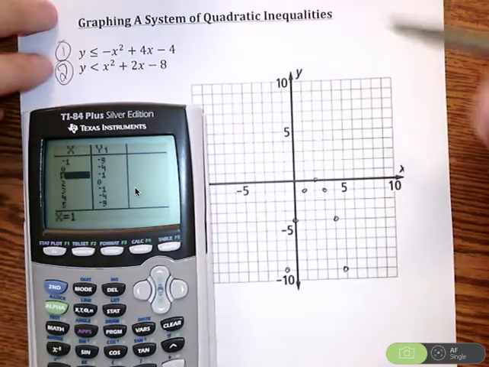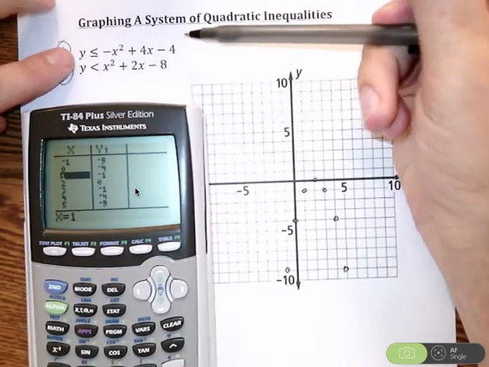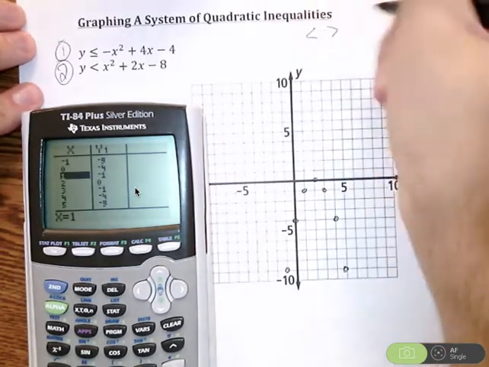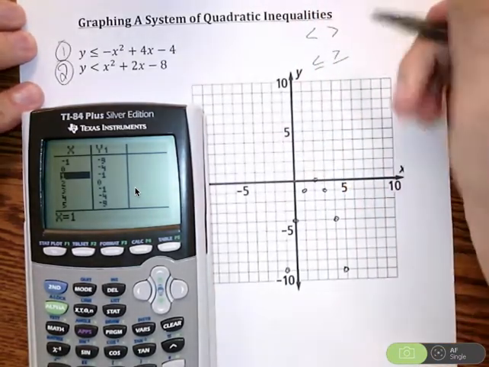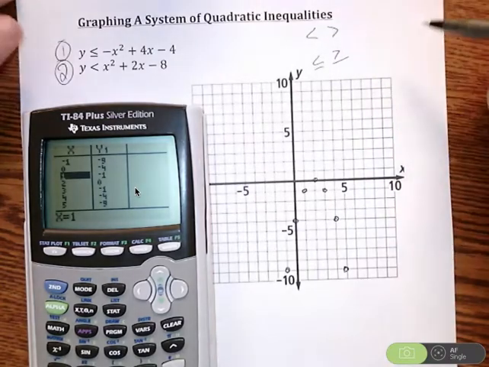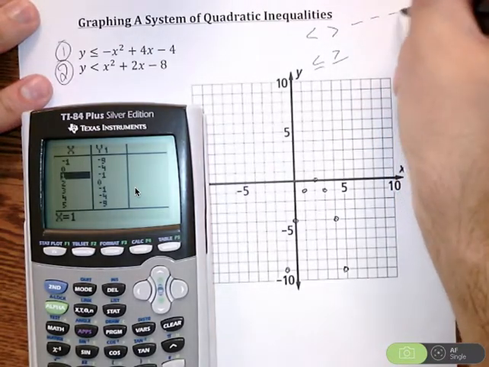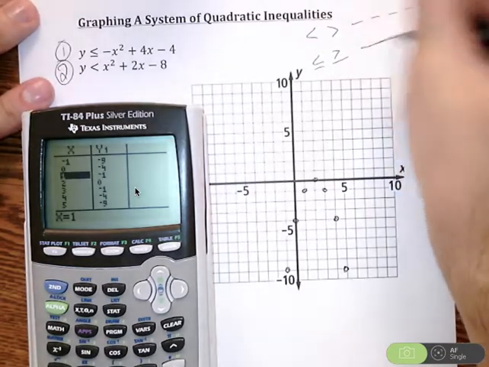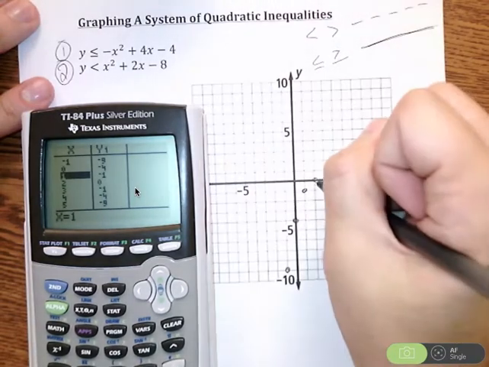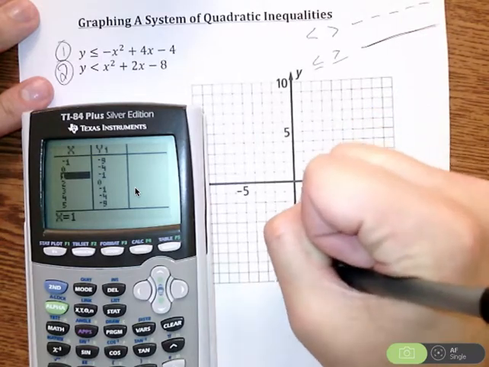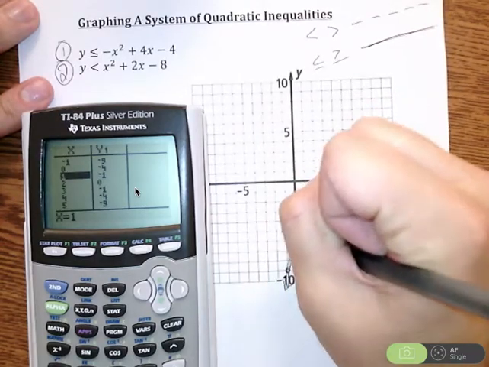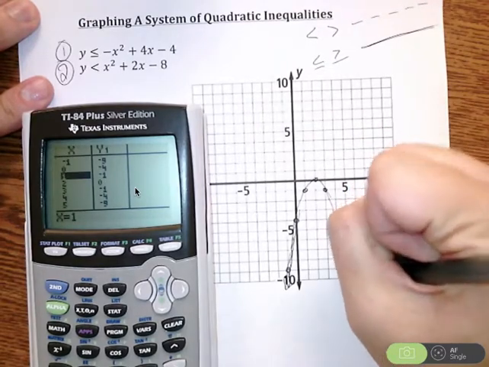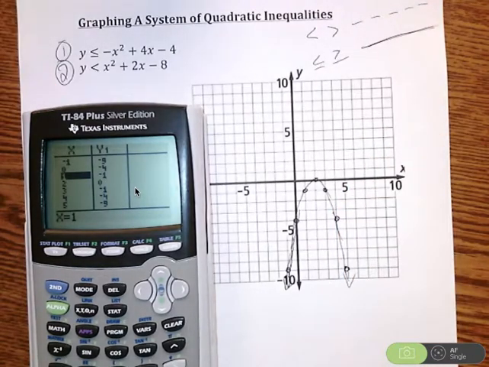The next piece that's important is I would like to know if this is going to be a solid or a dashed line. Again, the less than and greater than inequalities are going to give you a dashed quadratic, where the less than or equal to and greater than or equal to are going to give you the solid line. So in this one, I'm going to have the solid line.